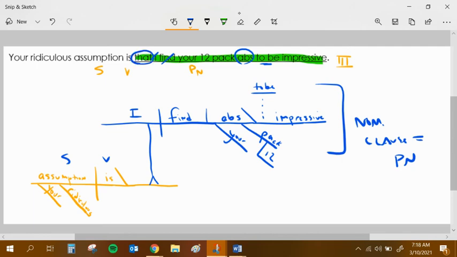That's our expletive. So you notice over here, here's one expletive that we already have, to be. And we always float our expletives, because the expletive is not really part of the sentence. It's just kind of extra. Imagine you don't need the word to be. You can simply say, your ridiculous assumption is that I find your 12-pack abs impressive. I don't have to say the word to be. And if you think about it, you don't have to say the word that. You can say, your ridiculous assumption is I find your 12-pack abs impressive.